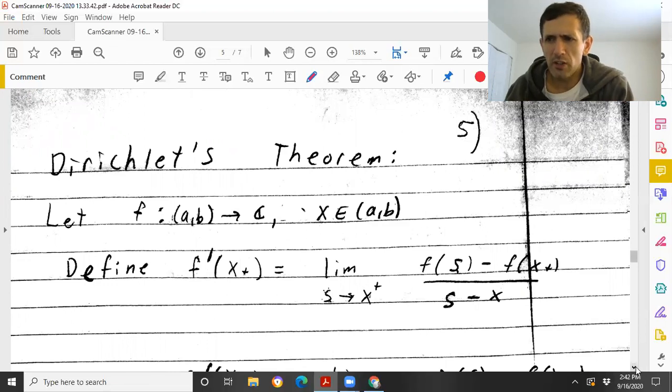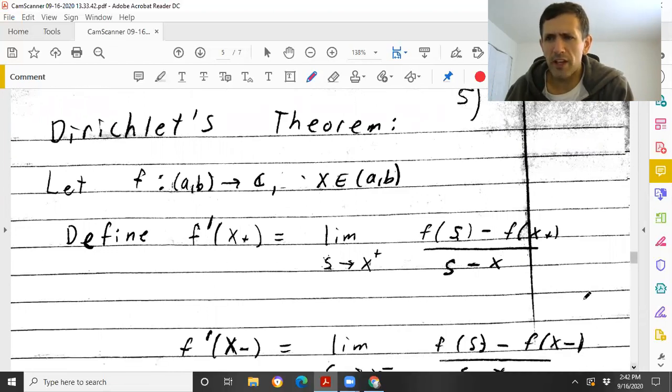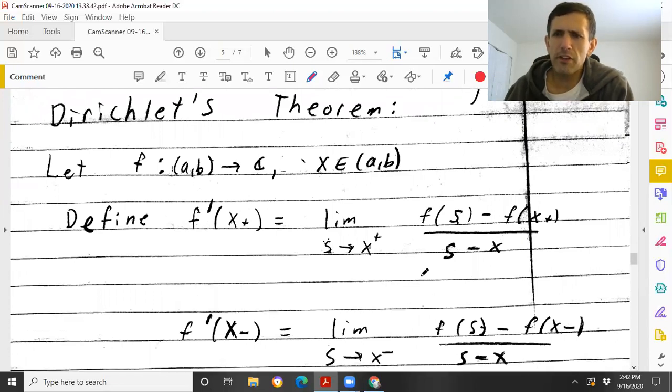So first of all, let's assume f(x+) and f(x-) exist. If this limit exists as s approaches x on the right, and if this limit exists as s approaches x from the left, we're going to call these the right-hand derivative and the left-hand derivative, because it's basically the slope from the right and from the left. That's literally what these are.